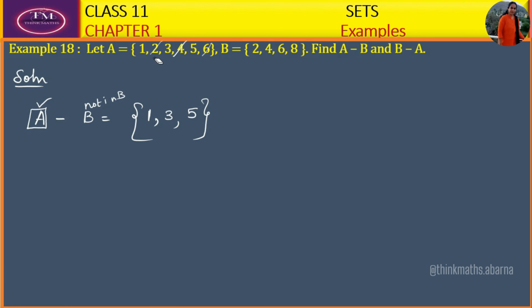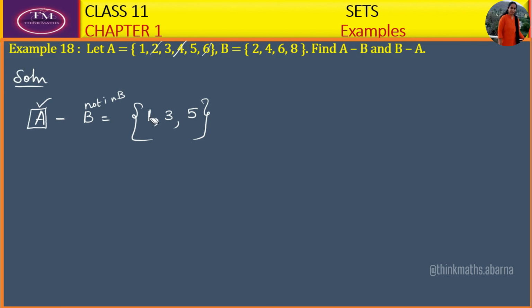So here if you check, 1 is not present in B, so we can write 1. 2 is present in B, so don't write it. 3 is absent in B, so write here. 4 is present in B, you should not write. 5, it is not present in B, we can write. 6 is present in B, you should not write.